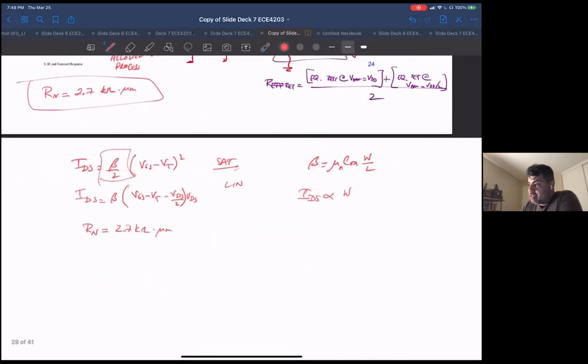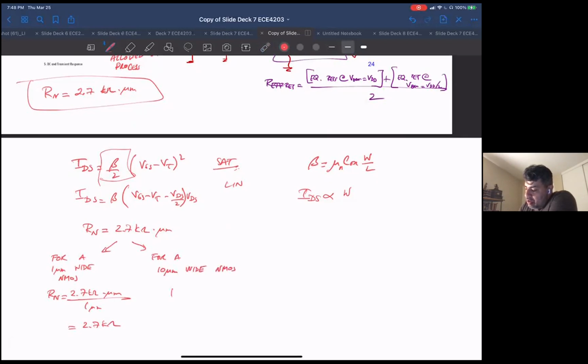This is someplace where everybody gets confused all the time. So try to follow me if you can here. For a 1 micron wide NMOS, R sub n is equal to 2.7 kilo ohm times micron divided by 1 micron. So that ends up being 2.7 kilo ohm. For a 10 micron wide NMOS, R sub n is equal to 2.7 kilo ohm micron divided by 10 micron.